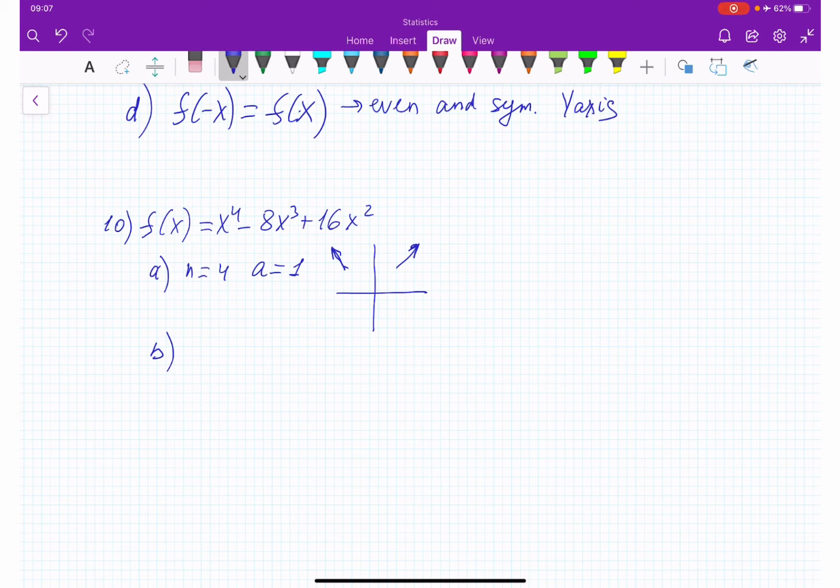We need to find the x-intercept. So we are taking y equal to 0, which is f of x equal to 0. And from here we have x to the 4th minus 8x cubed plus 16x squared equals 0. All right.